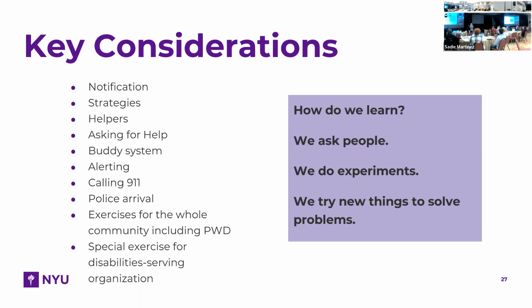These are some of the issues that came out. You mentioned, if the building's on fire, please carry me out, right? If there's an active threat, how do people feel about asking for help or offering help? How does that play out? Calling 911, letting 911 know about disability.